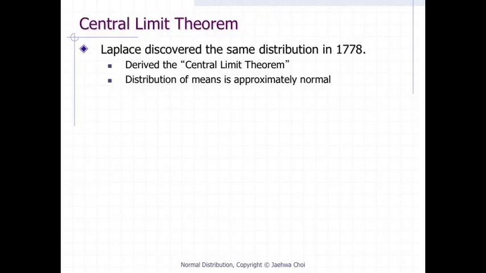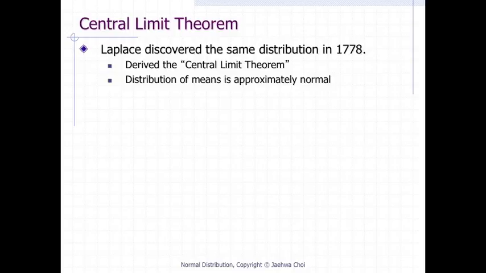The same distribution had been discovered by Laplace in 1778 when he derived the extremely important central limit theorem. The central limit theorem is discussed in detail in another section, but simply put, Laplace showed that even if a distribution is not normally distributed, the means of repeated samples from the distribution would be very nearly normal, and that the larger the sample size, the closer the distribution would be to a normal distribution.